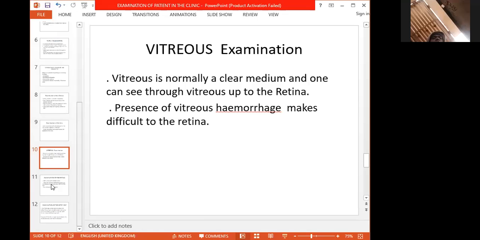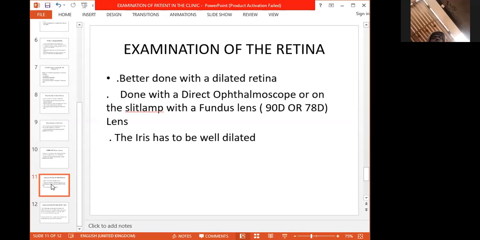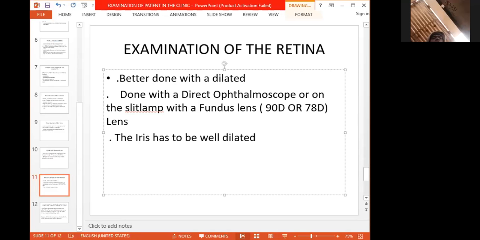Okay, ladies and gentlemen. Examination of the retina is better done with a dilated eye. No, mistake. It's pupil, not retina. You cannot dilate a retina. Yeah, that's better. Dilated pupil.